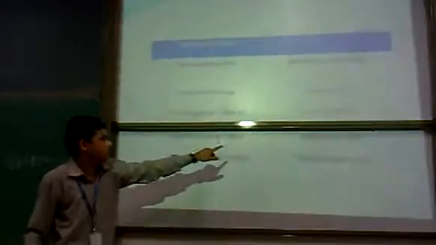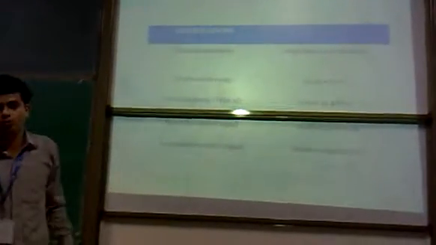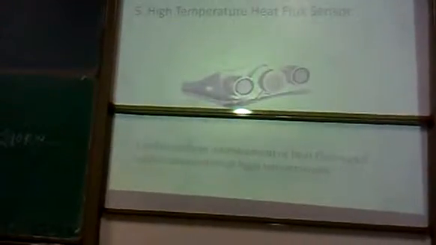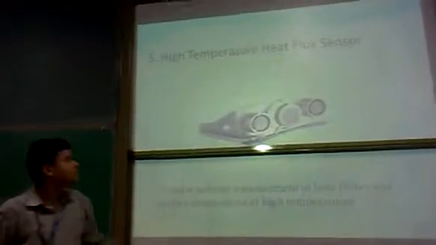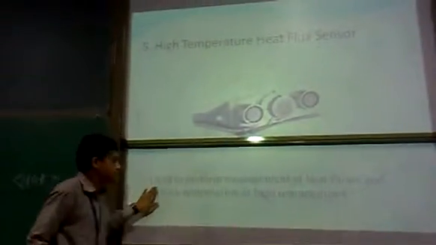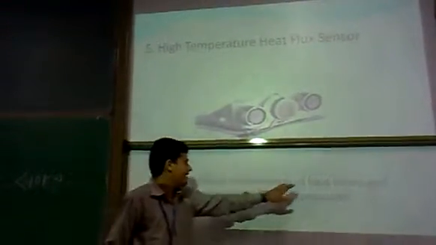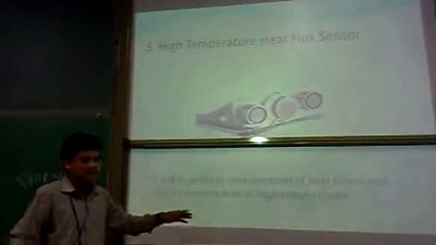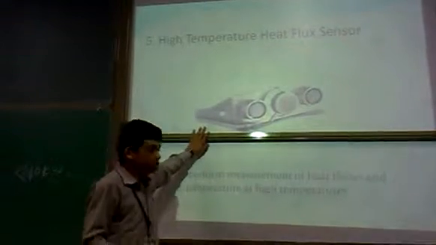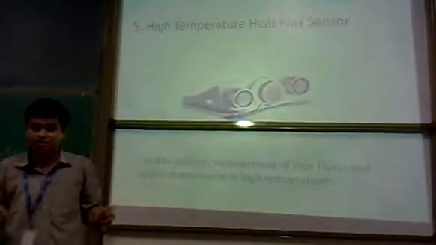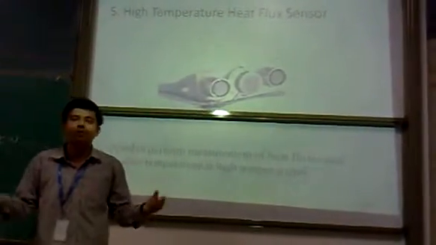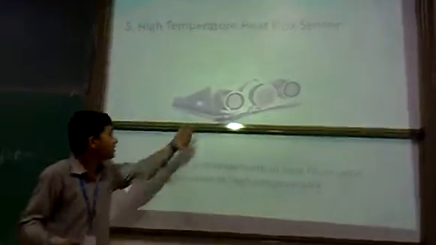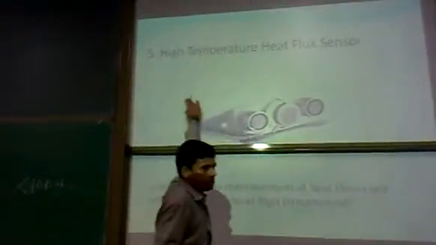For analog microvolt measurements, it requires a high-capacity voltmeter. Next is the high temperature heat flux sensor. This is used to measure heat fluxes and surface temperature at high temperature, meaning in a high-temperature industrial environment, it is used to take the temperature of two things at the same time. It gets two inputs and gives one output.